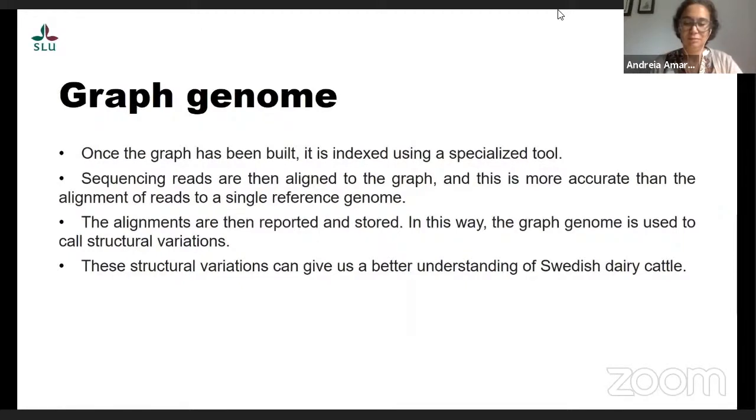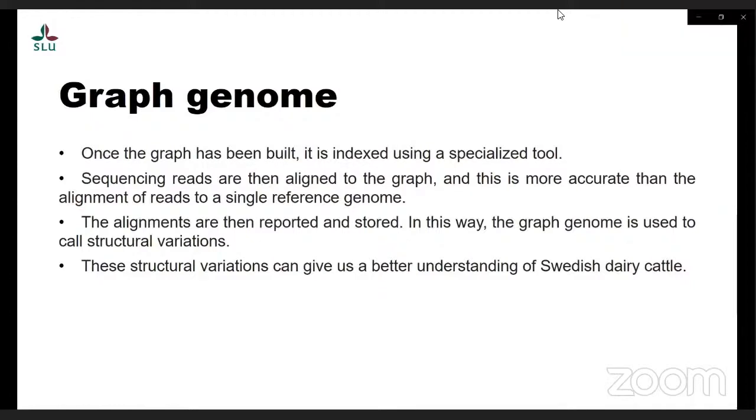These structural variations can give us a better understanding of the cattle. We can understand how healthy the cattle is, how it can cure itself when it is infected with a virus, how it behaves with other individuals in the herd, and how it is different from other cattle. We would like to find out all these things for better cattle milk production or beef production. Thank you.